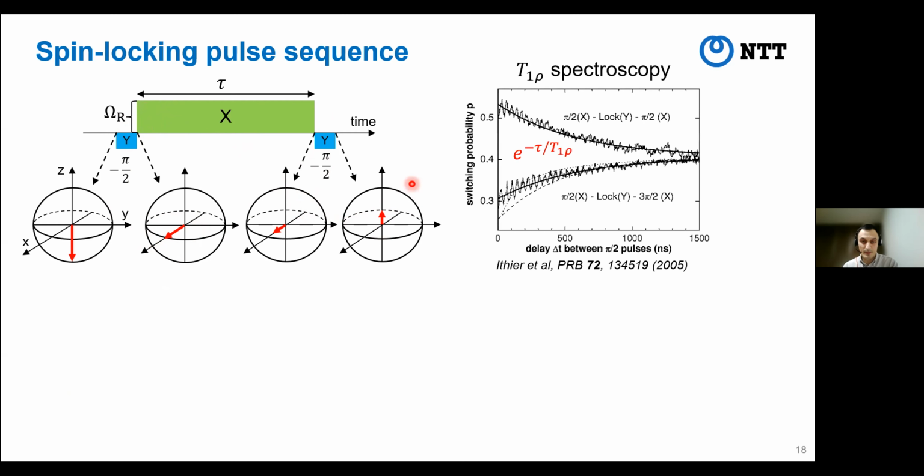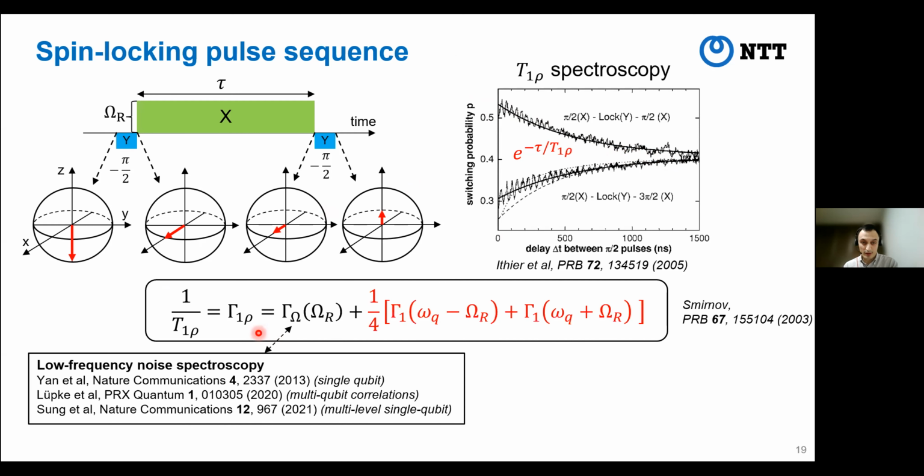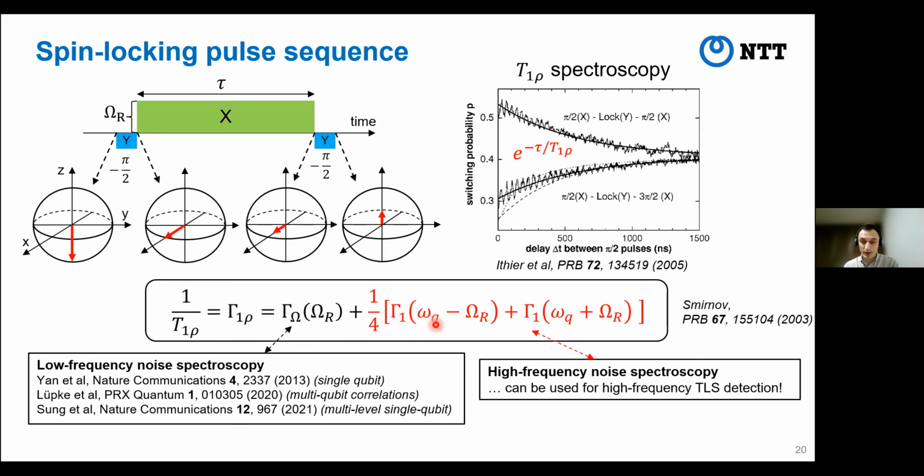In the spin-locking state, the direction of the qubit state vector is locked, but its population decays exponentially with a characteristic time T1rho. It can be shown that the corresponding relaxation rate is determined by low-frequency noise at the Rabi frequency, the gamma(omega_R) term, and by a combination of high-frequency noises. In some cases, the gamma(omega_R) term is dominant, and so it was shown that a spin-locking pulse sequence can be used for low-frequency noise spectroscopy. But I will show that under certain conditions, the high-frequency noise becomes dominant, and so we can use a spin-locking pulse sequence for high-frequency spectroscopy.